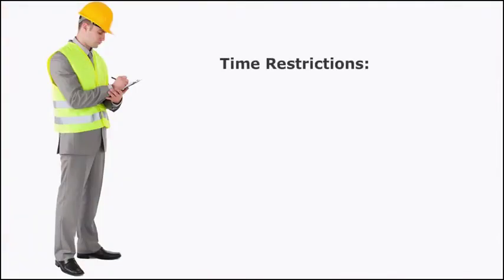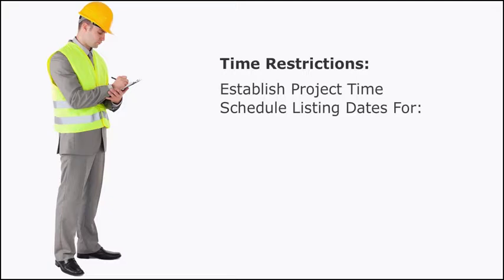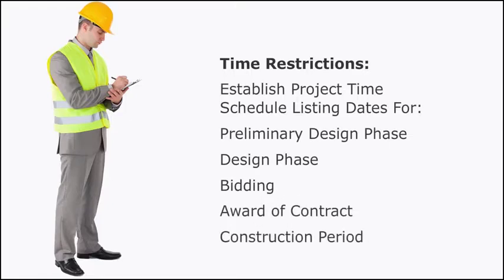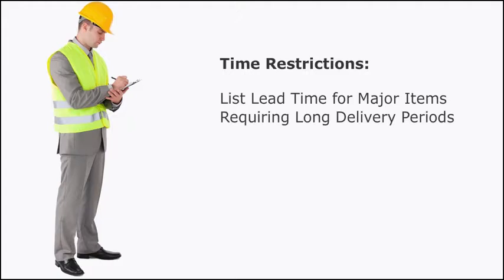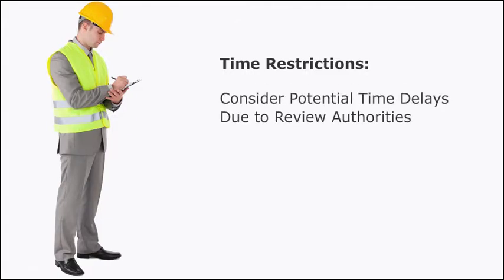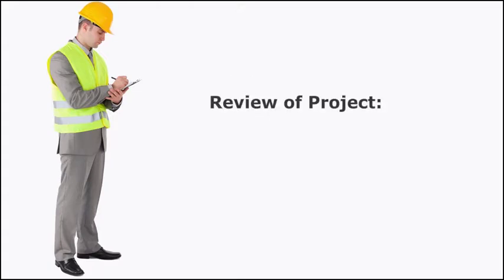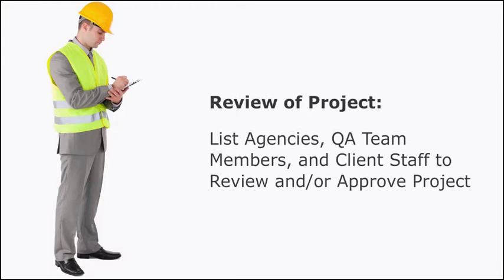11. Time restrictions. Establish a project time schedule listing dates for preliminary design phase, bidding, award of contract, construction period. List lead time required for major items requiring long delivery periods. Consider potential time delays due to review authorities and be sure to allow for all reviews and the inevitable corrections required following review. 12. Review of project. List all agencies that must review and approve project. List QA team members to review project and list client staff to review and approve project.